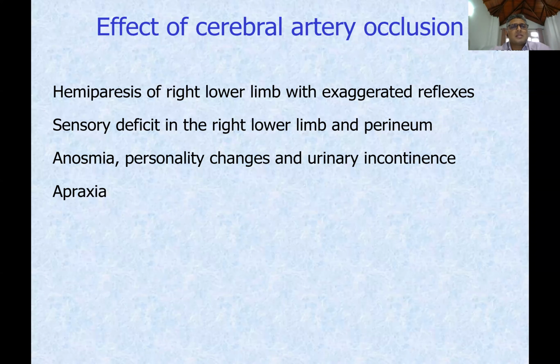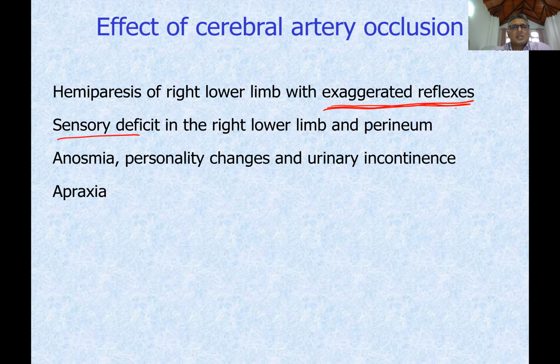Now, if you get hemiparesis, weakness of right lower limb with exaggerated reflexes. Exaggerated reflexes are there when you get an upper motor neuron type of lesion, especially when the pyramidal tracts, which start from the precentral gyrus, the primary motor cortex, are involved. So you have hemiparesis of the right lower limb and exaggerated reflexes, and a sensory deficit in the right lower limb and perineum. So you have a sensory deficit as well as motor deficit with exaggerated reflexes, which indicates an upper motor neuron lesion.